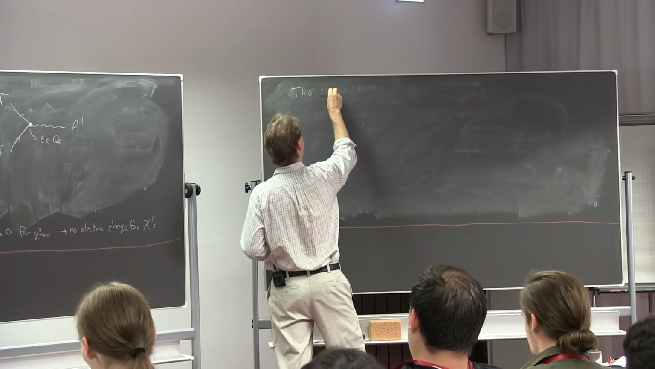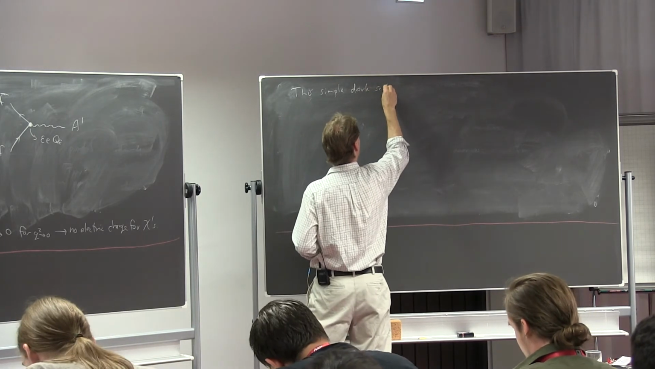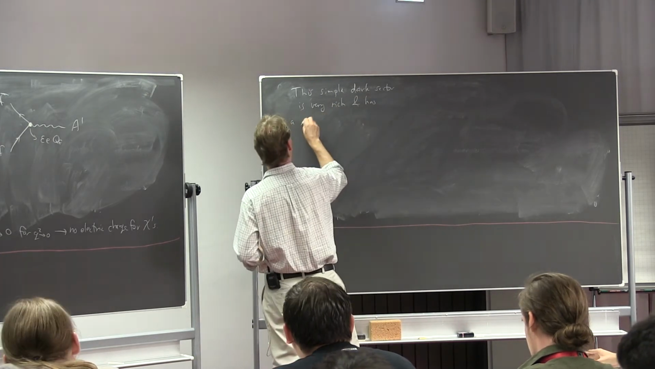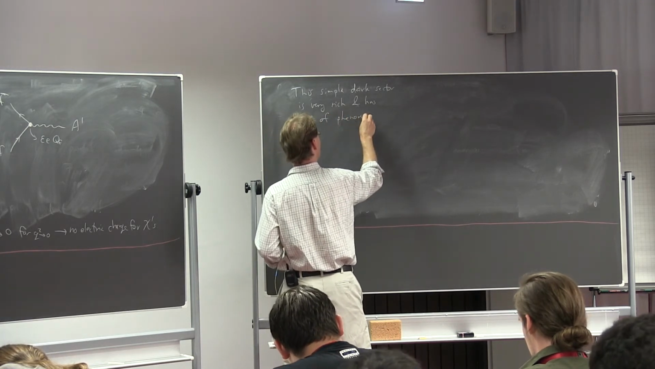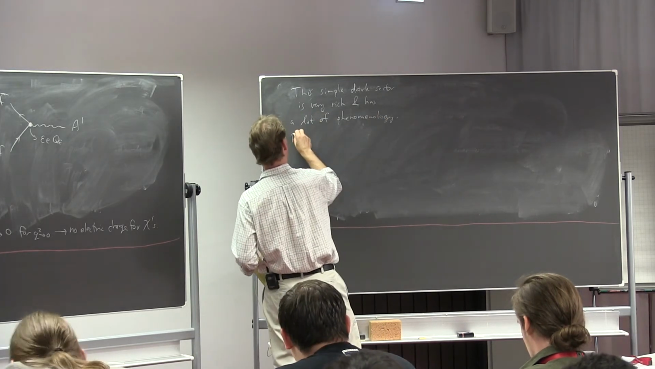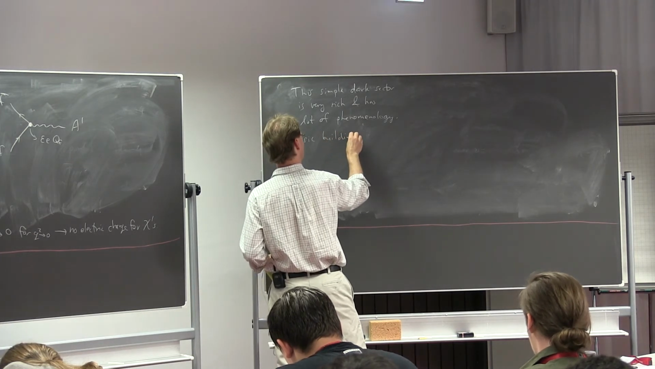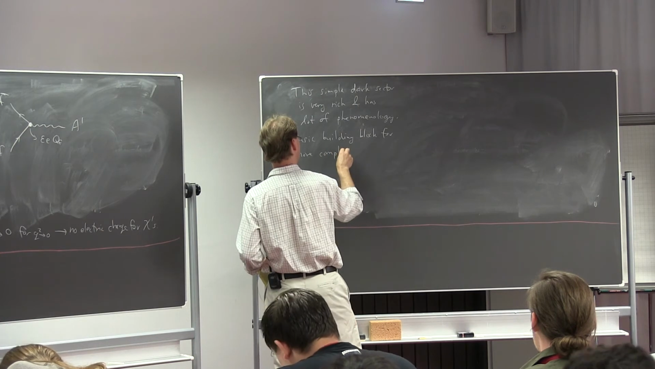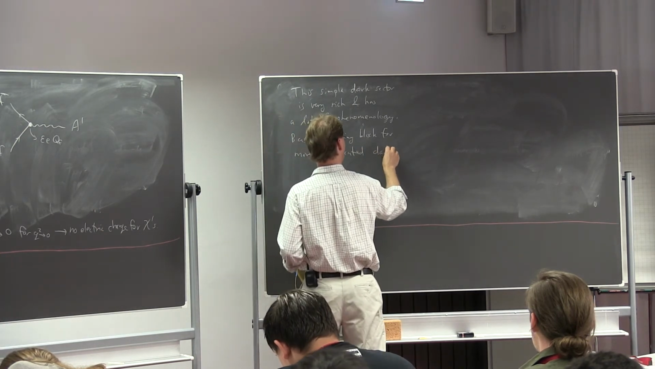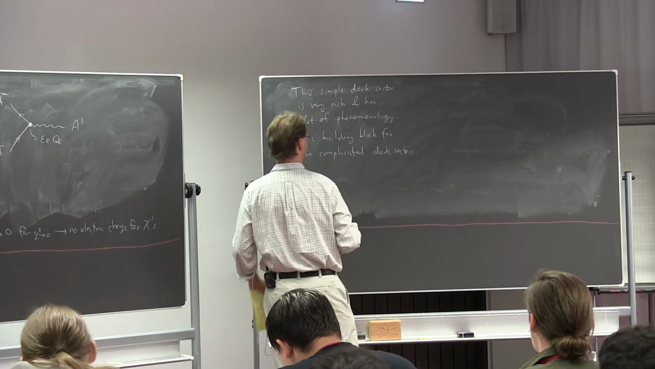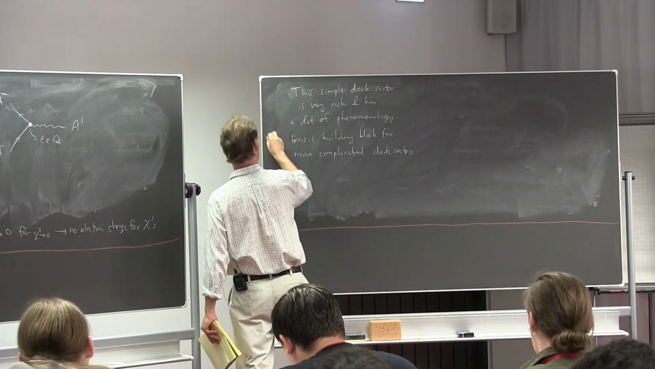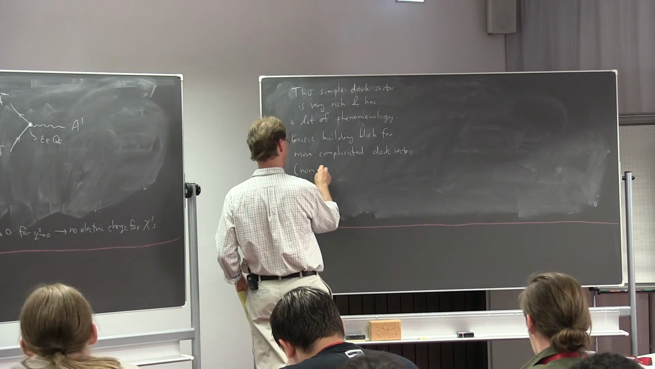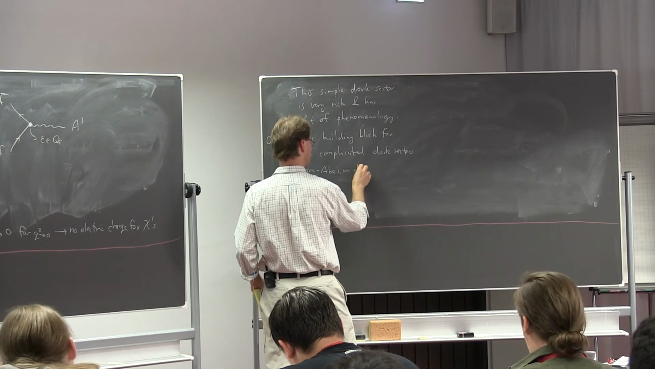So this simple dark sector is very rich and has a lot of phenomenology. It's the basic building block for more complicated dark sectors. Let me just say often, of course, we already mentioned other possible dark sectors, but this one is often a basic building block for more complicated dark sectors with non-abelian gauge groups.